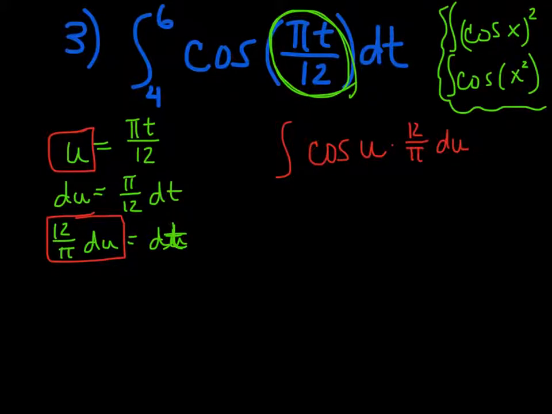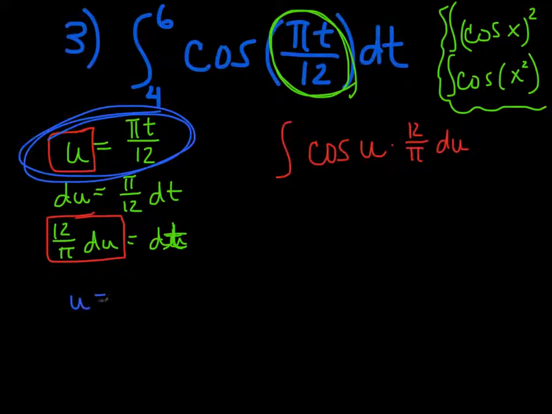Okay, so now I'm ready to go ahead and change my bounds and fix them so that they are also in terms of u. So take my equation right here for u and replace the values 4 and 6 in for t, and solve for u. So I'm going to kind of do that down here. So u is equal to pi times 6 over 12, which would of course be just pi over 2. So that's going to be my upper bound, pi over 2. My lower bound would be u is equal to pi times 4 over 12, which would be pi over 3.